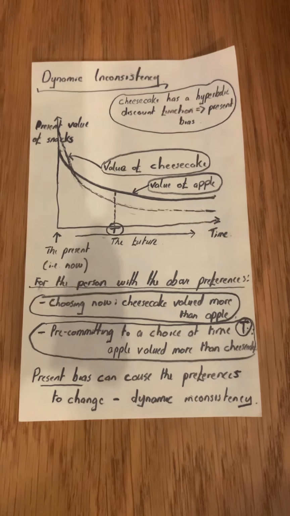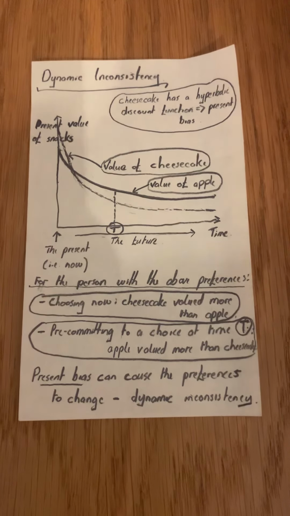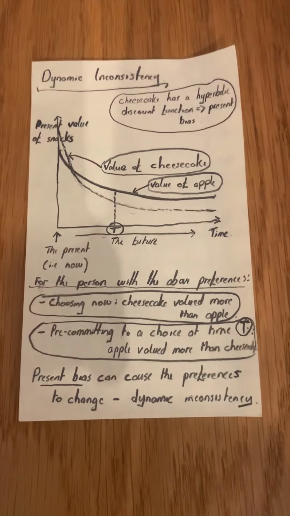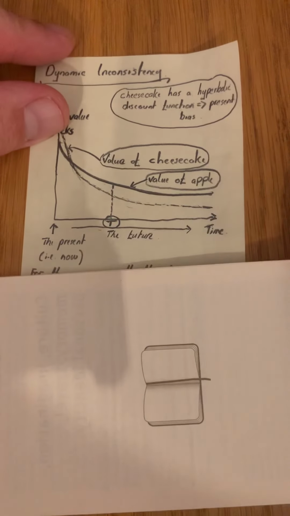In standard rational choice theory, if somebody prefers good A over good B in the immediate moment, then they should prefer A over B consistently through time. But when particular items are associated more heavily with present bias than other items, you can get inconsistencies in preferences across time caused by present bias. So I'm just going to try to illustrate this with this little diagram here. Hopefully I'll get this right.